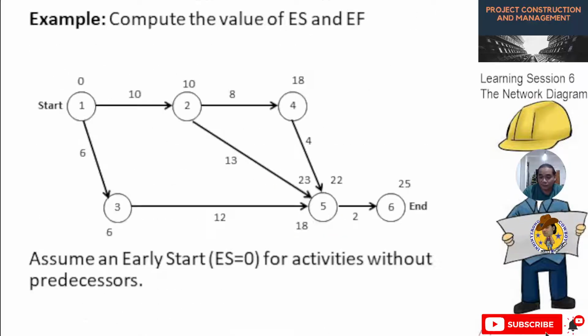So let's go back to this one. The early start for 2 to 4 and 2 to 5 is 10. Then the early start for 3 to 5 is 6. Because we just add 0 plus 6 and 0 plus 10, this is now the earliest start for these two activities. Then for this activity, the earliest start is 6.